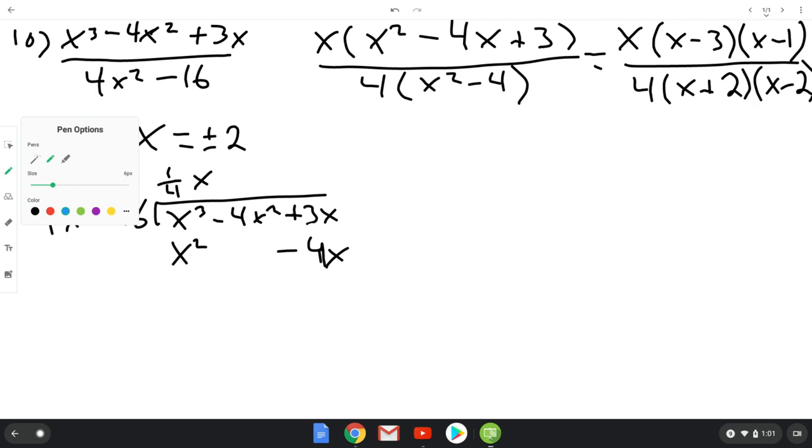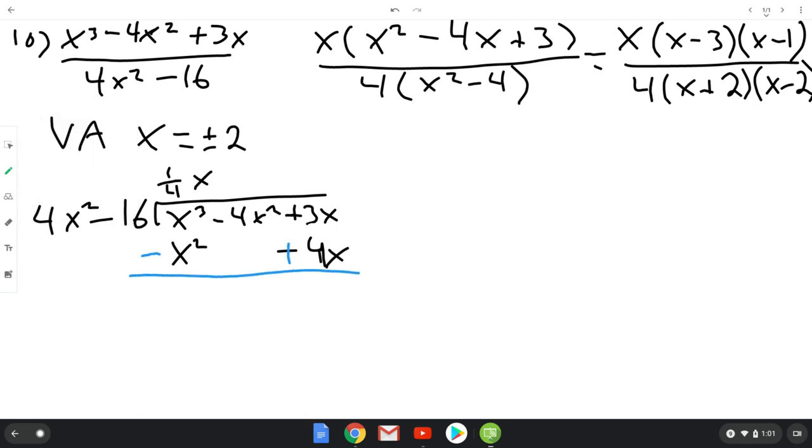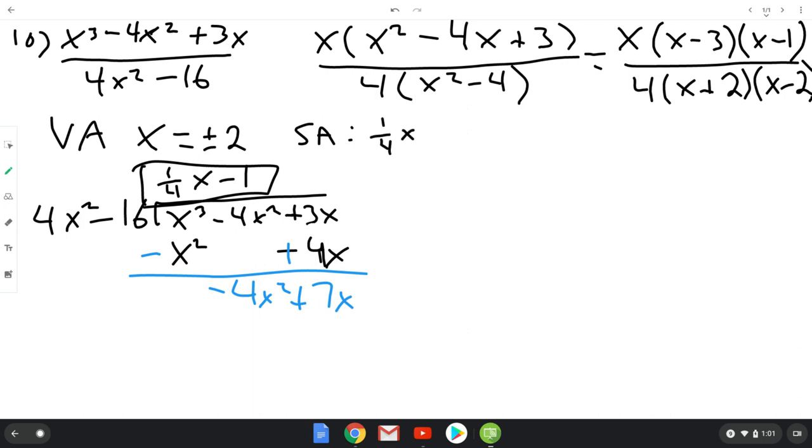So the next thing we're going to do is change the signs. So then when we add, we're going to bring down the -4x squared plus 7x. And then we're going to ask ourselves, what times 4x squared gives us -4x squared, which would of course be -1. And so this is our slant asymptote. Once you have the equation for a line, you don't need to continue further with the division.